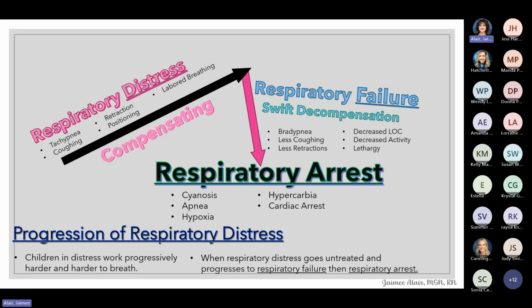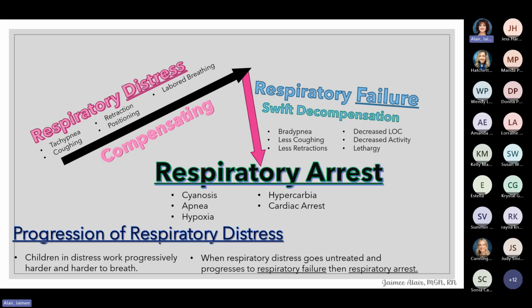They may get where they're not breathing well. They are not going to be coughing anymore. They're not going to be retracting. They might start having a decreased LOC or activity or lethargy. And if we're not paying close attention and we're not keeping an eye on them because maybe the rooms are full or something else, then this could happen very quickly and progress all the way into respiratory arrest.